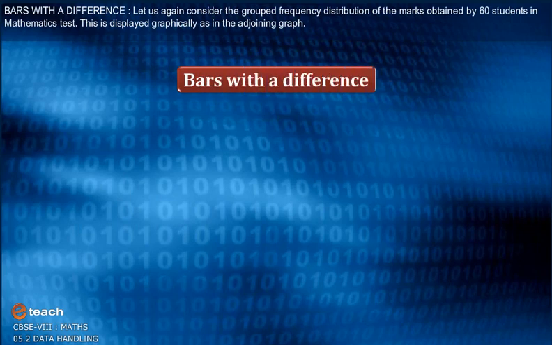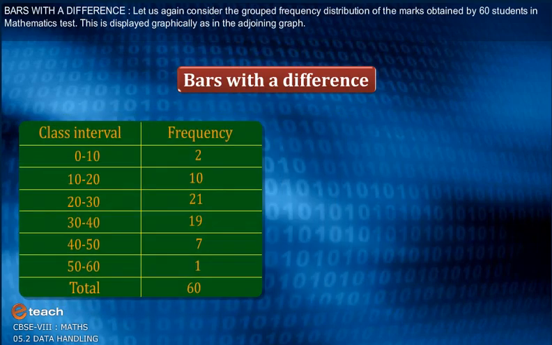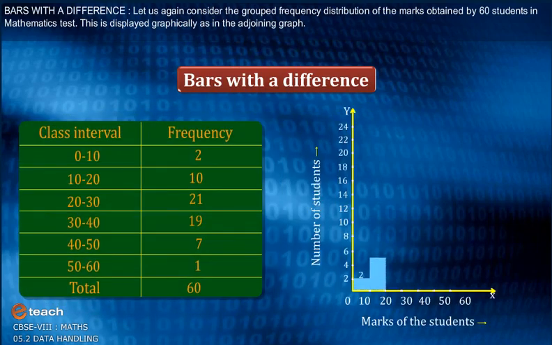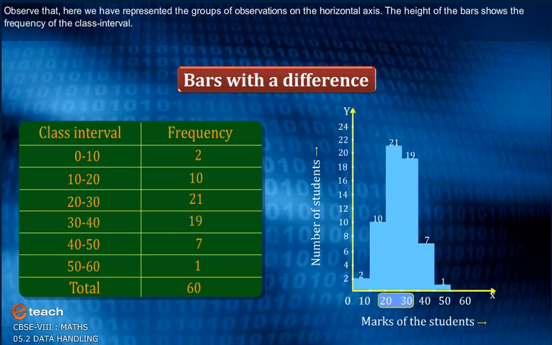Bars with a difference. Let us again consider the grouped frequency distribution of the marks obtained by 60 students in the mathematics test. This is displayed graphically as in the adjoining graph. Observe, here we have represented the groups of observations on the horizontal axis. The height of the bars shows the frequency of the class interval.